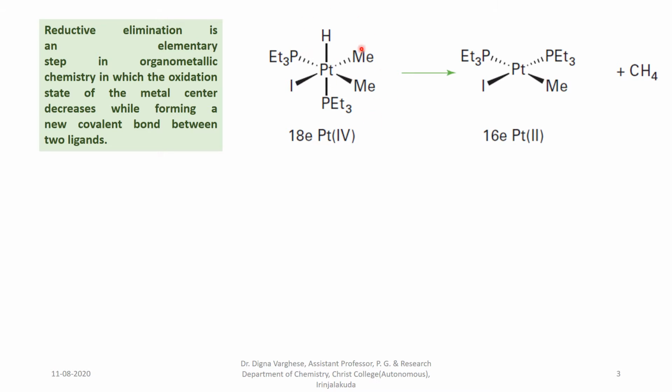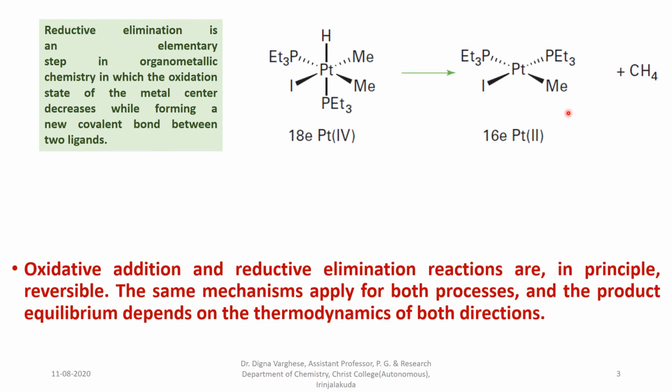a platinum complex, platinum is in the 4 oxidation state and it is an 18 electron species. After reductive elimination of a methane molecule from this, it is converted into a 16 electron species, and its coordination number decreased by 2 units and its oxidation number decreased by 2 units. So it is a reductive elimination reaction. So it is an important step in organometallic chemistry.